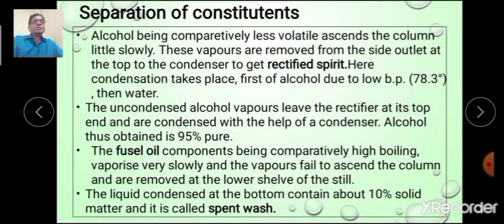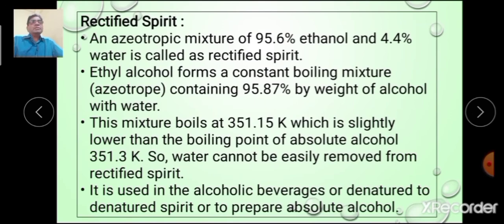This is the process. Yes, we have seen. Now, rectified spirit is an azeotropic mixture of 95.6% of ethanol and 4.4% of water, and it is obtained from rectification, therefore it is known as a rectified spirit. Ethyl alcohol forms a constant boiling mixture, that is known as azeotropic mixture.